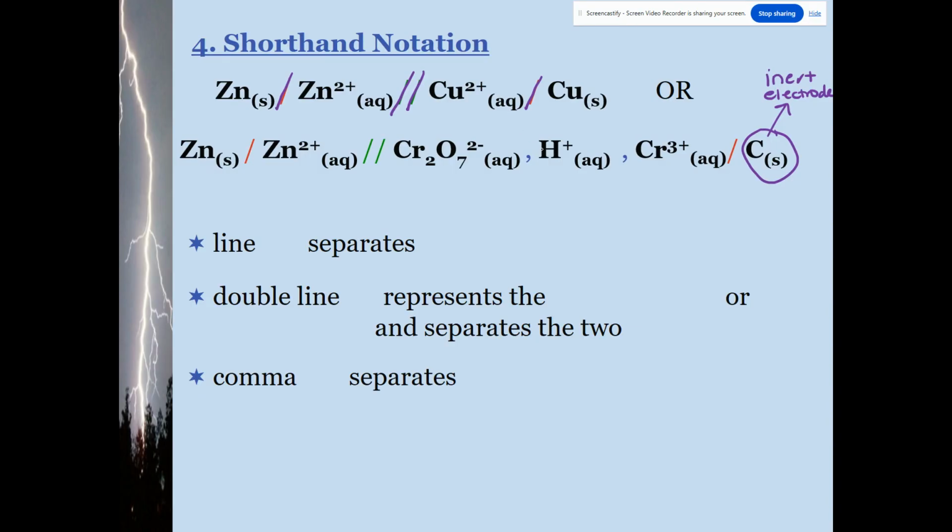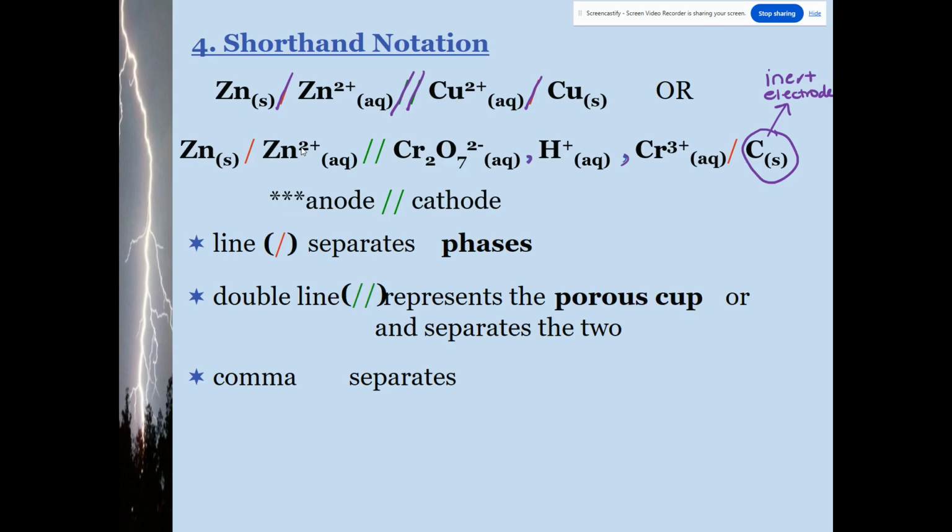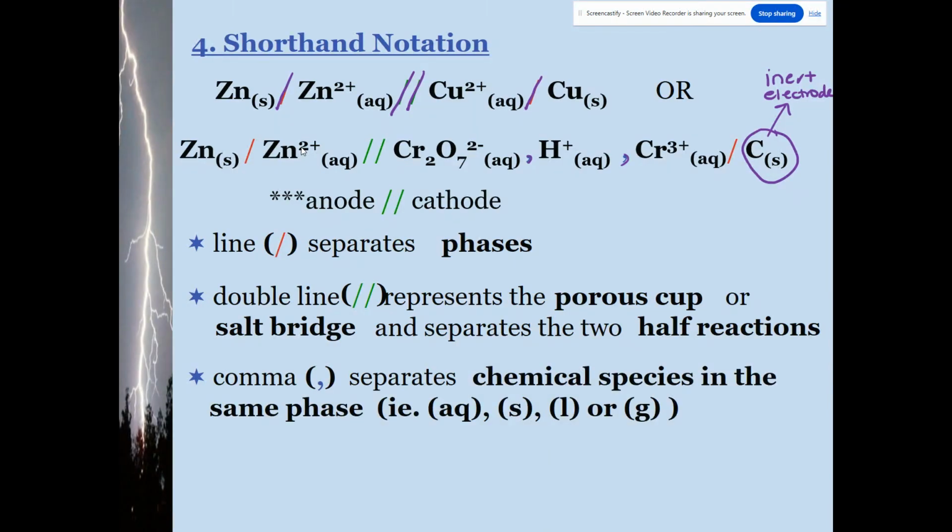Notice how there's commas between these ions. So again, like I said, the single line separates the states or the phases between the half cells. The double line represents the separation between the two half cells with the porous cup or salt bridge. And then any comma represents species that are in the same phase.